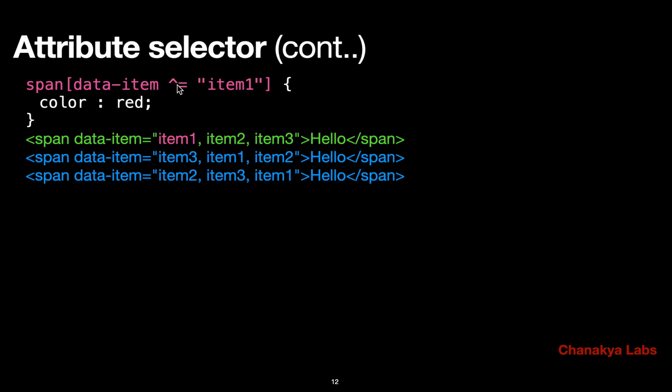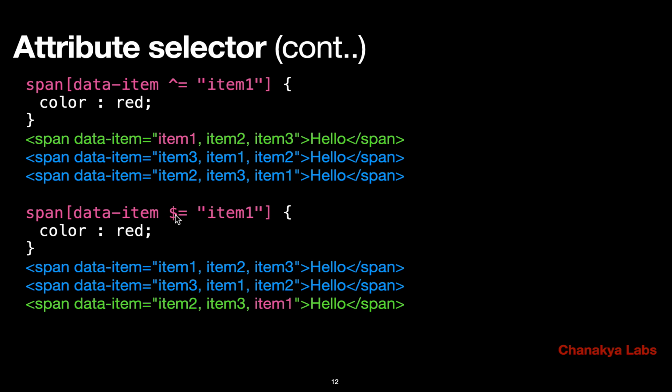This means starts with. If this attribute is there and it starts with this item, you see that all the three have item in them, but which one of them starts with item? This one. So only this one will be matched.